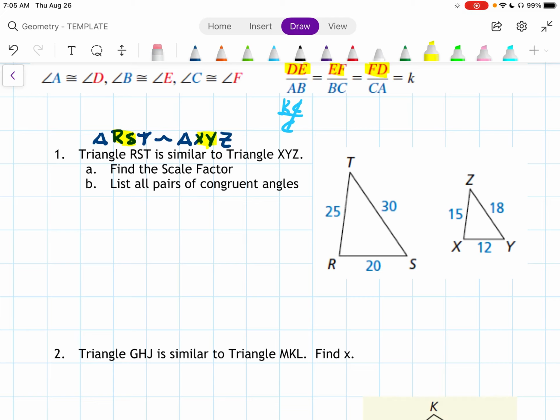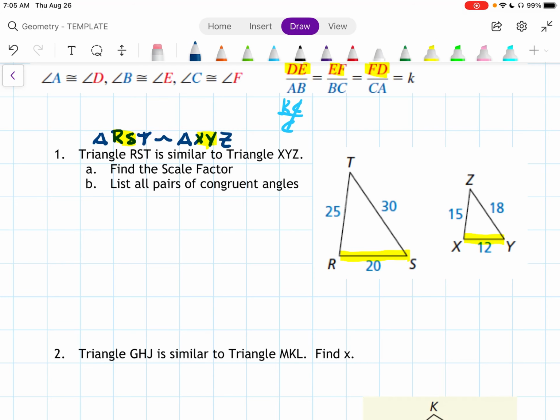Now, hopefully we can remember that whenever we have a similarity statement, the order that they're listed in matters, right? So R and S are in the first two spots. X and Y are in the first two spots. So that's telling me that RS and XY, those sides go together.